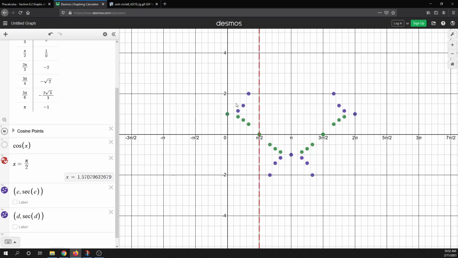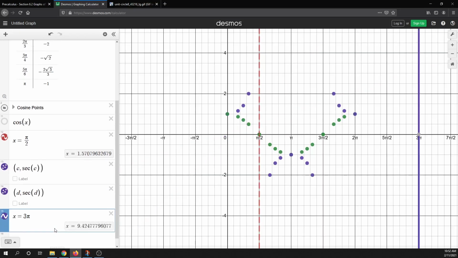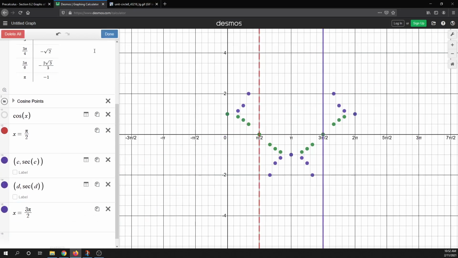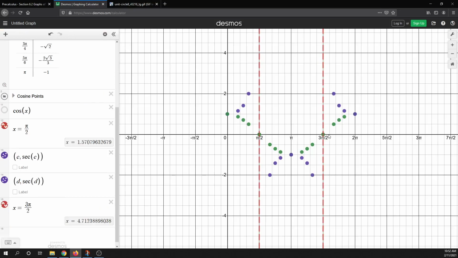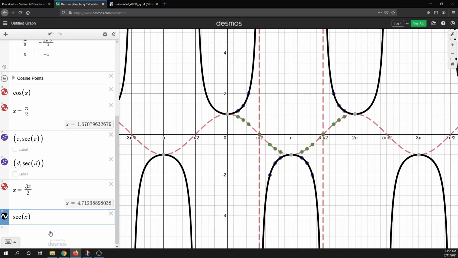That the secant, right, is going to be above and below the cosine. Everywhere where the cosine is 0, right, you're going to have a vertical asymptote. So right here at 3 pi over 2, we're going to have another vertical asymptote for secant. Okay, and so that's what it looks like. So, all right, if I'm going to graph cosine back, and then if we graph the secant function itself, you're going to see it's going to go through those purple points like so.